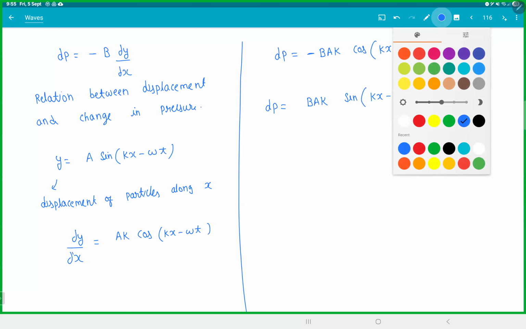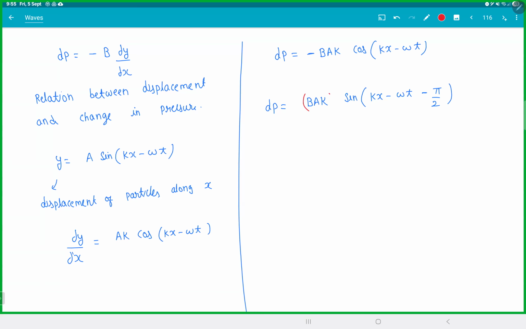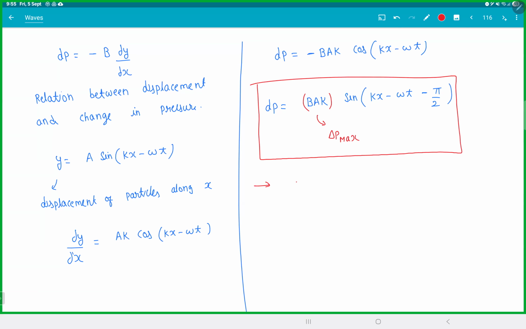So now if you look at the equation here, this BAK term is actually your delta P max. This is the relation between your normal amplitude and the pressure amplitude. So you'll notice a few things here. Delta P max is bulk modulus times amplitude times K. That means whenever a sound wave travels in a region and the particles oscillate with an amplitude A, they create a pressure which is BAK.